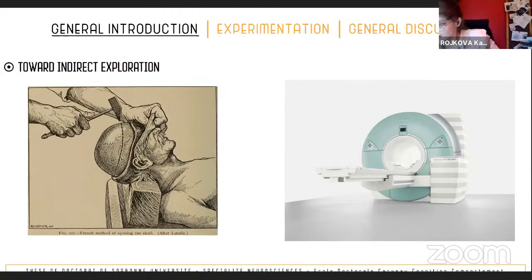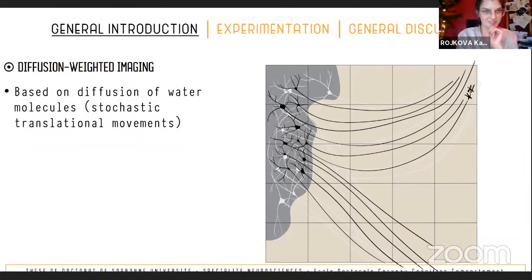Oops, sorry, I forgot to change my slide. So this was the illustration of what I was talking about. In gray matter, water molecules diffuse randomly; here, they diffuse in an anisotropic manner.